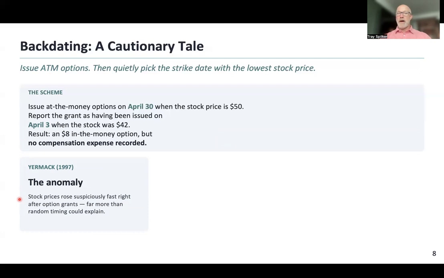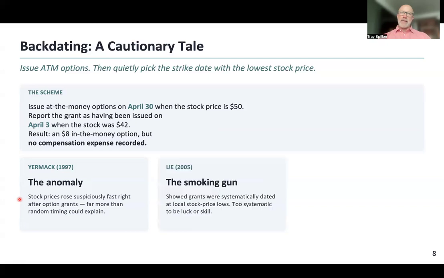Which is far more than you might expect random timing could explain, right? This run-up right after the options were granted. And then a few years later, Eric Lie showed that grants were systematically dated at the local stock price lows, right?